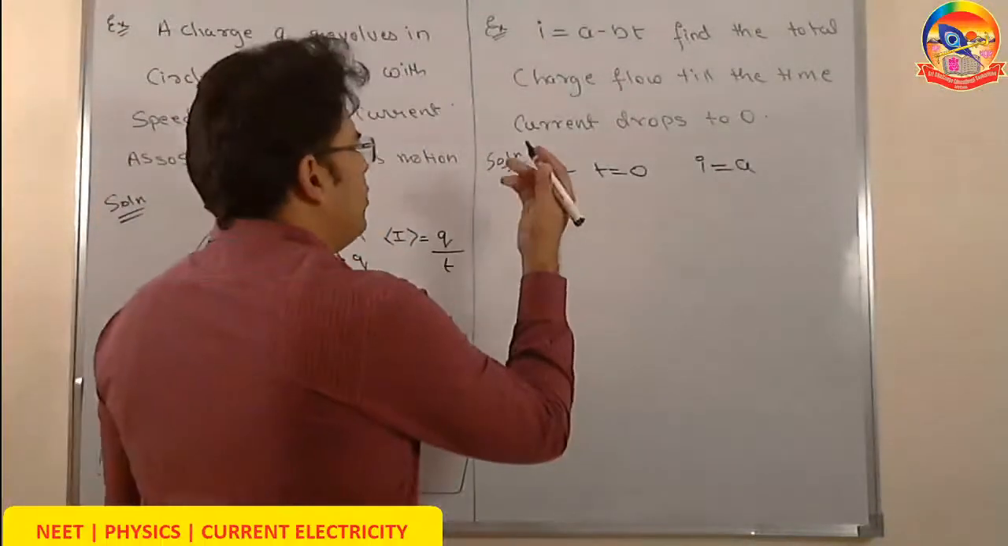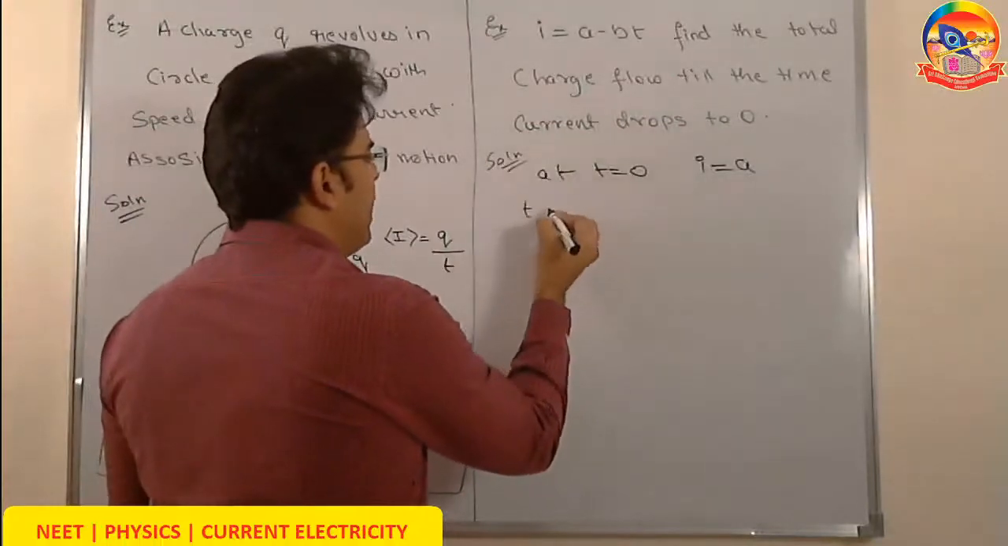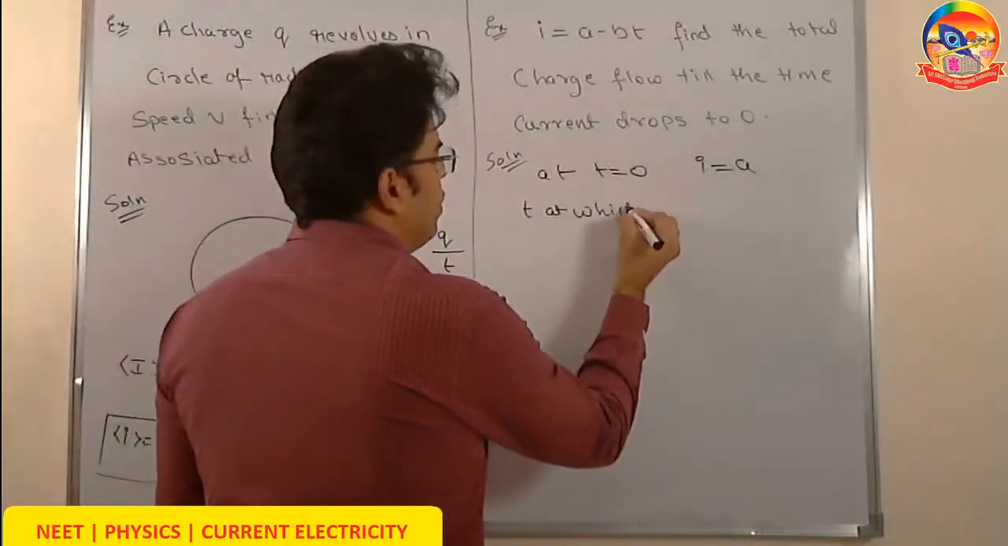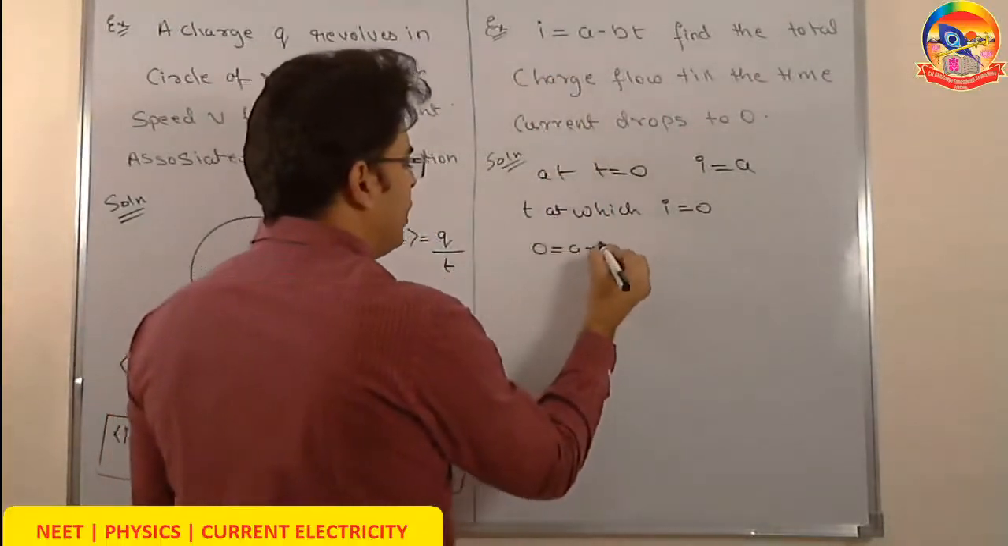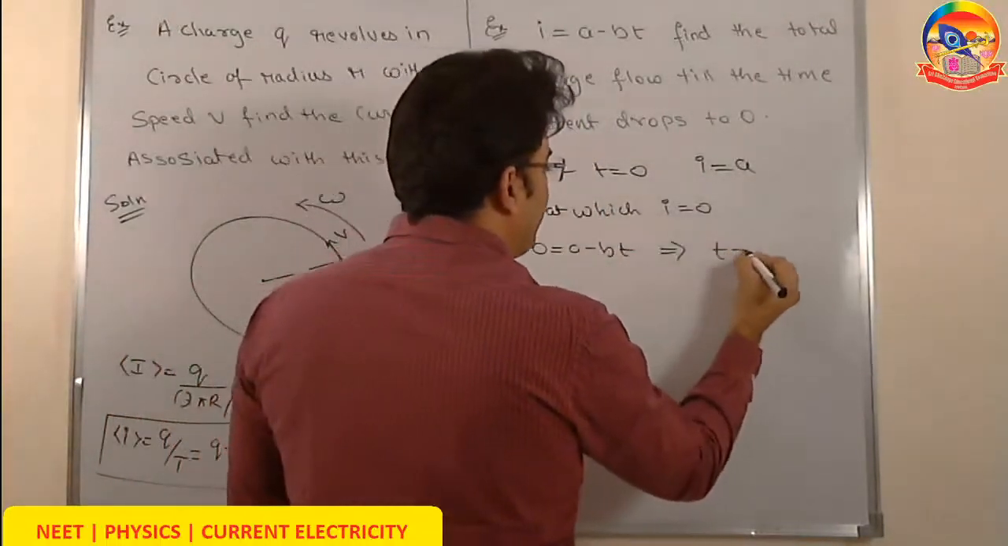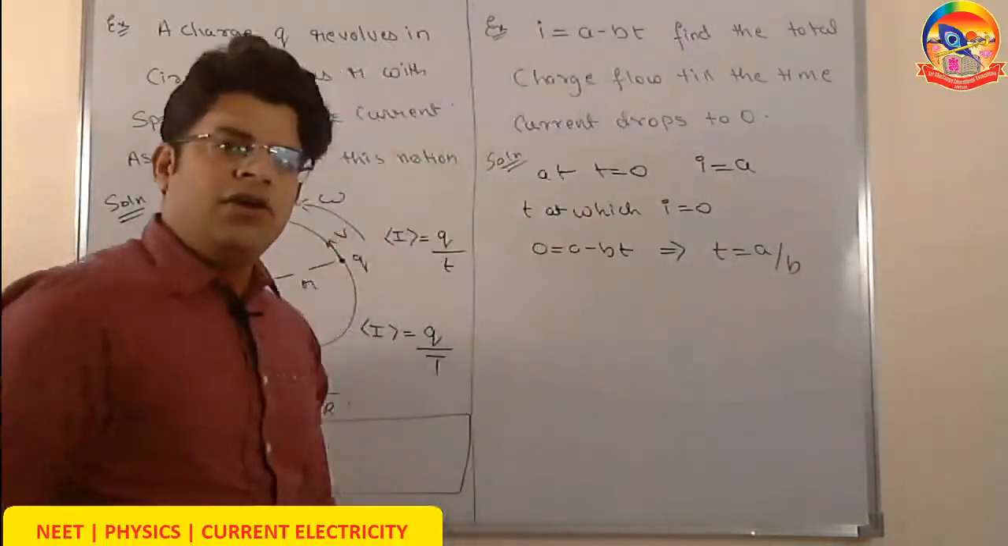At what time will the current be 0? So, the time at which current will be 0. How to find it? Substitute 0. So, you get 0 equals A minus Bt. This implies that at time t equals A by B, the current drops to 0.